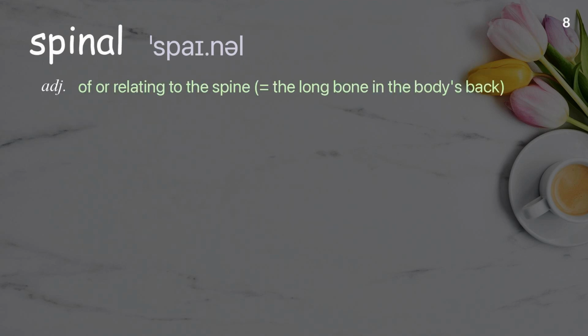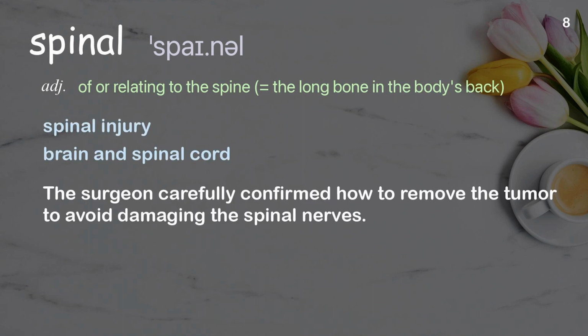Spinal. Of or relating to the spine, equals the long bone in the body's back. Examples: Spinal injury. Brain and spinal cord. The surgeon carefully confirmed how to remove the tumor to avoid damaging the spinal nerves.